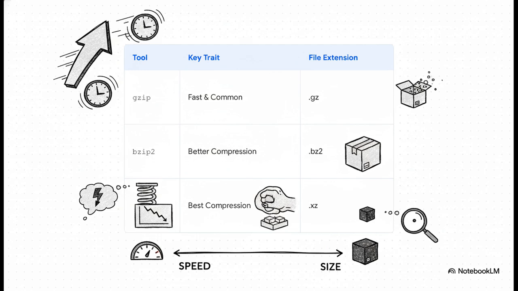Now, slide over a bit, you get bzip2. It takes a little more time, but it shrinks the file even more. Then, all the way at the other end, you have xz. This one gives you the absolute best compression. We're talking tiny files, but it's also the slowest of the bunch. You'd use xz for something like long-term backups. So the question is always, do you need it fast or do you need it small?